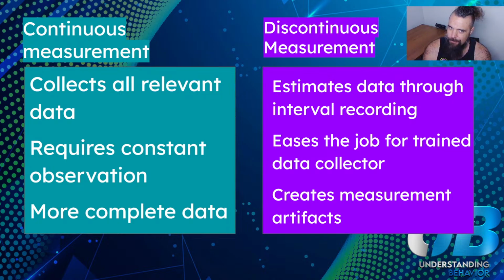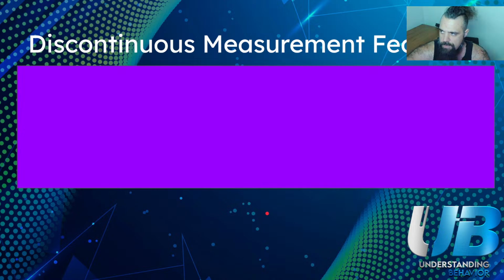Alrighty, so that is going to wrap up our continuous measurements. Remember, with our continuous measurements, we're collecting all of our relevant data. So even with percent of occurrence, we're getting each occurrence of the behavior divided by each opportunity. Again, this requires constant observation. It gives us more complete data. But now we're going to talk about our discontinuous measurements. So these estimate our data through interval recording. Again, a really big advantage of these is that it eases the job for the trained data collector and then also creates measurement artifacts. So we'll talk about those when we dive into each of our different discontinuous measurement procedures.